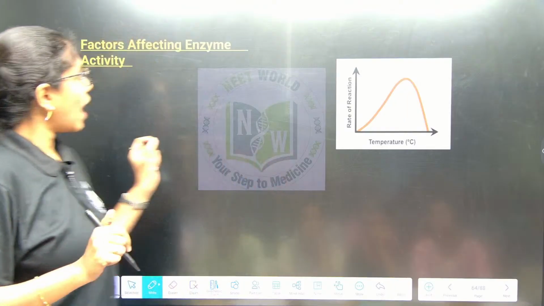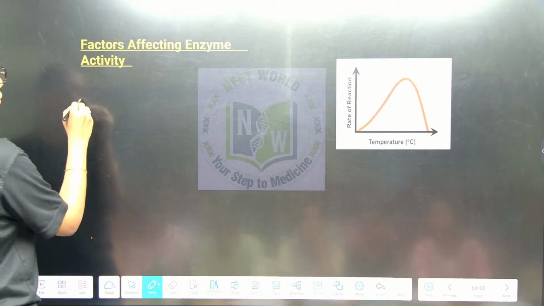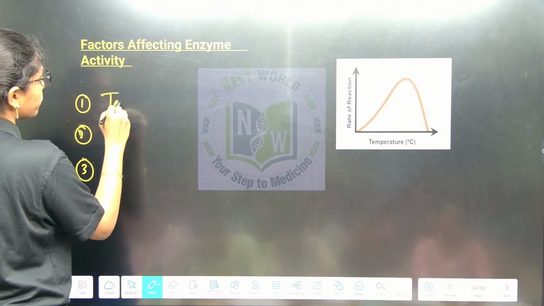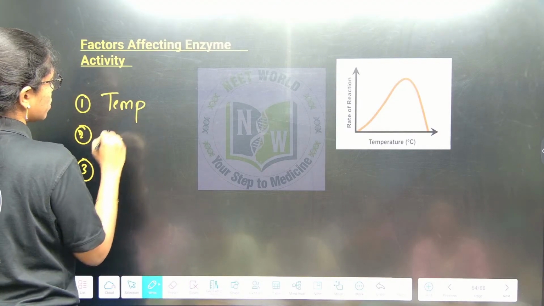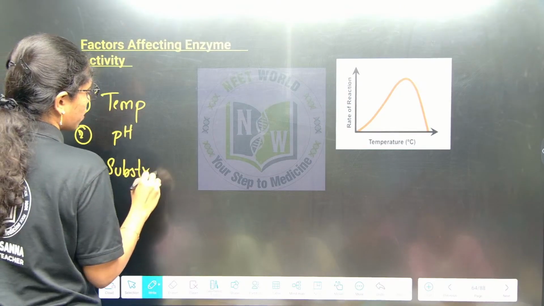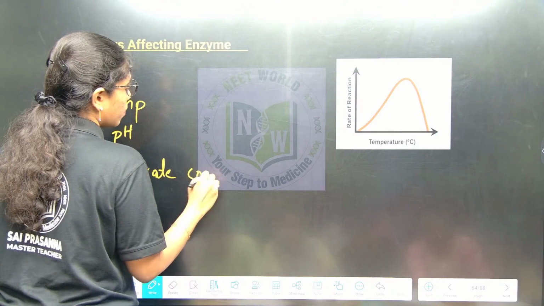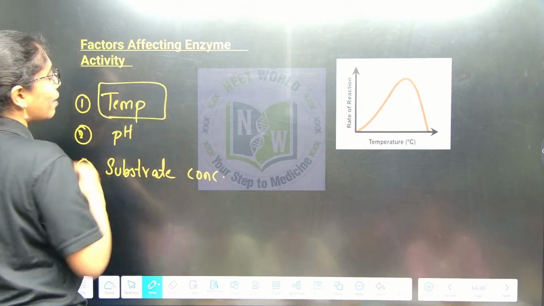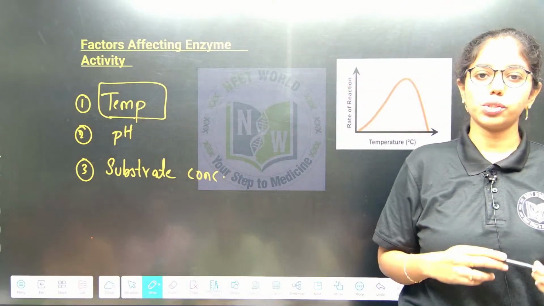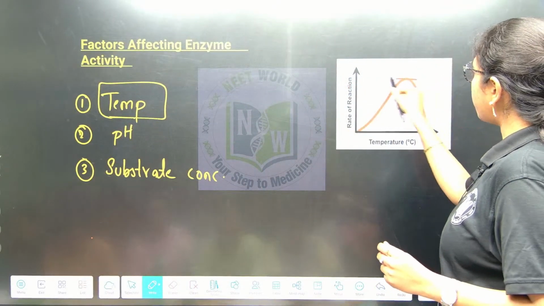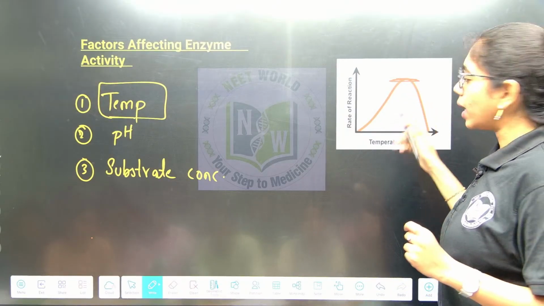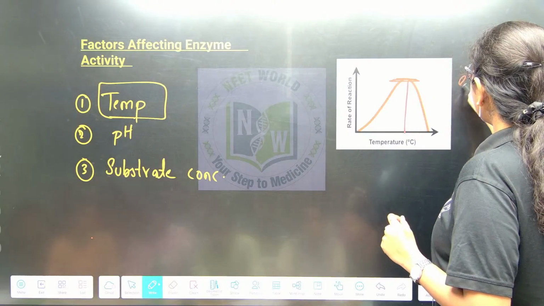Now, factors affecting enzyme activity. There are three major factors which affect enzyme activity: temperature, pH and substrate concentration. Fine, right? We have learnt that there is something called optimum temperature. Optimum temperature is the peak point at which there is maximum enzymatic activity. The enzyme activity is maximum.